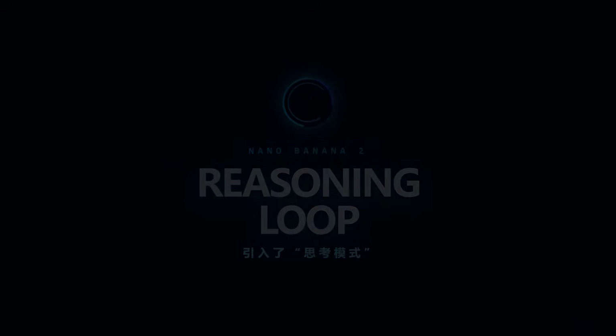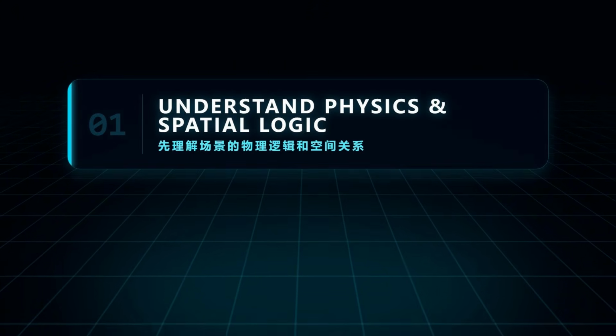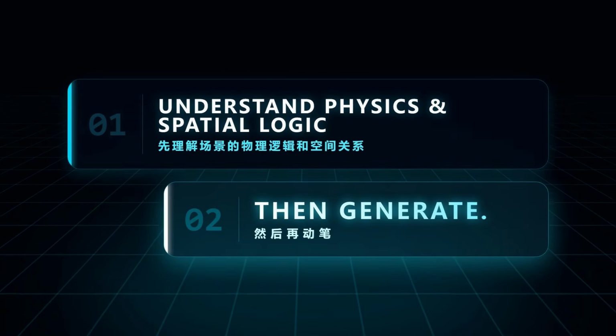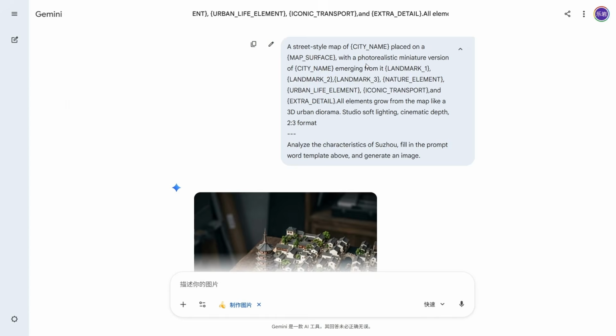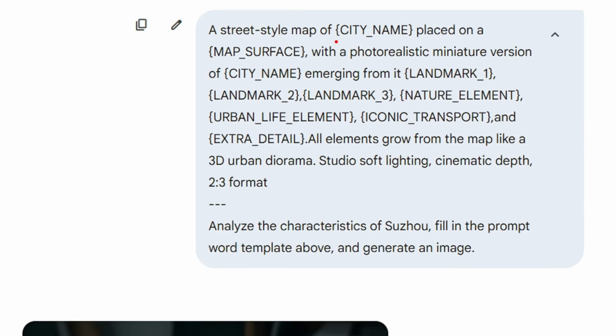It first understands the physical logic and spatial relationships of the scene before it even picks up a pen to draw. Let's crank up the difficulty a bit. Here we have a prompt template. Note that it is a template, not just a static prompt. Much like programming language syntax, we use curly braces in the template to identify variable names. This means that during the generation process, these parts can dynamically change.